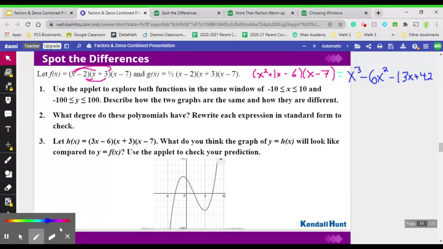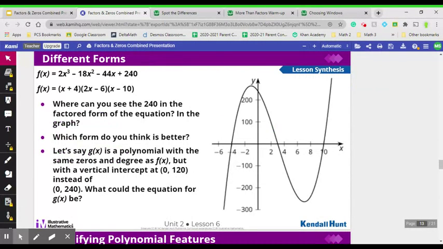And the other g of x function, since that has that 1/2 on the front, we basically could think of it as this whole answer being multiplied by 1/2. And then you would just multiply across by 1/2. The degree itself would be the same, and that's why they have so many similarities to their graphs in general. So that wraps up our spot the differences part of this lesson. So we can move forward.